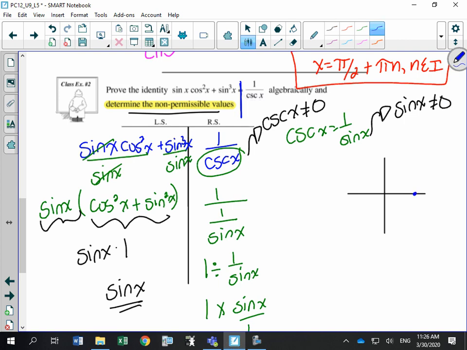So looking at the unit circle, 1 comma 0, 0 comma 1, negative 1 comma 0, 0 comma negative 1. So we're dealing with sine of x cannot be equal to 0. So that is my y values. So where is y equal to 0?